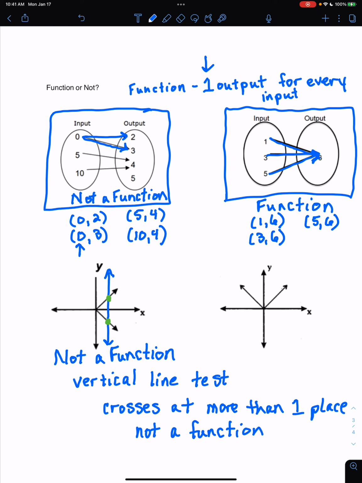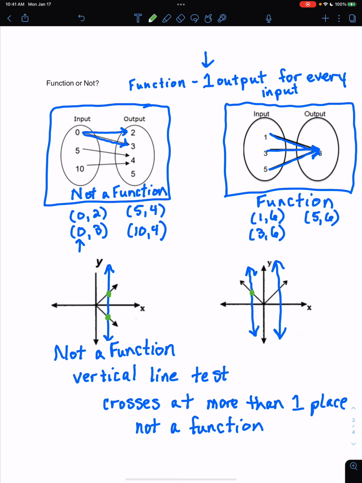Now, if I draw my vertical line, and I can draw it at more than one place on my graph, you will notice that it only intersects the graph at one place, no matter where I draw my vertical line. So this graph is a function. So I hope this helps you to understand the difference between a function and not a function.